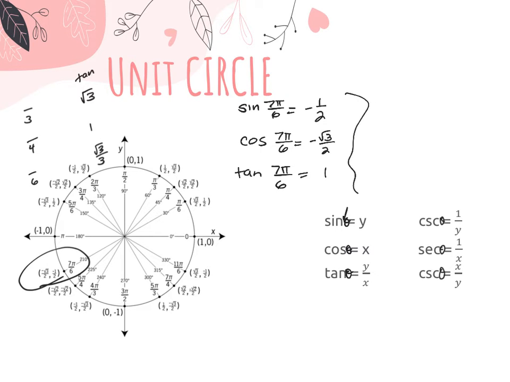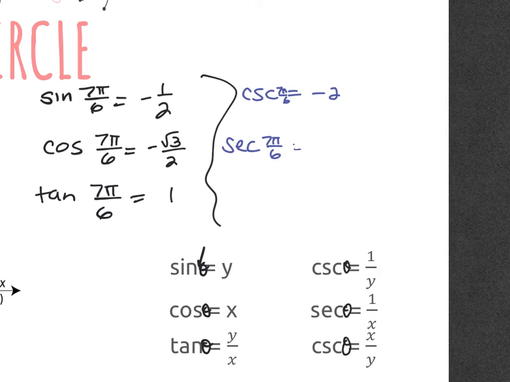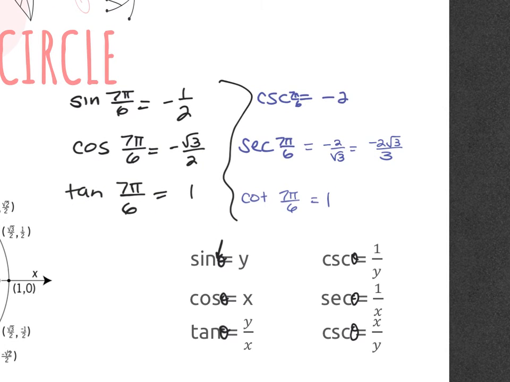And then the reciprocal functions we didn't get into yesterday. So if I flip negative 1/2, I get negative 2, for 7 pi over 6. If I flip negative root 3 over 2, I get negative 2 over root 3, which has to get rationalized. Negative 2 root 3 over 3. If I flip 1, it stays as 1. So you want to be able to find any of those. Quiz-wise, it's not going to ask you for all 6. It's just going to ask you for one specific one.